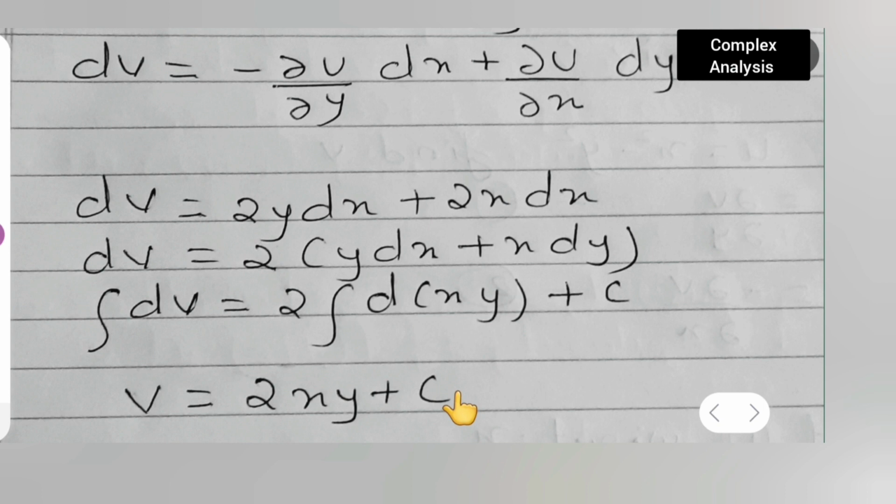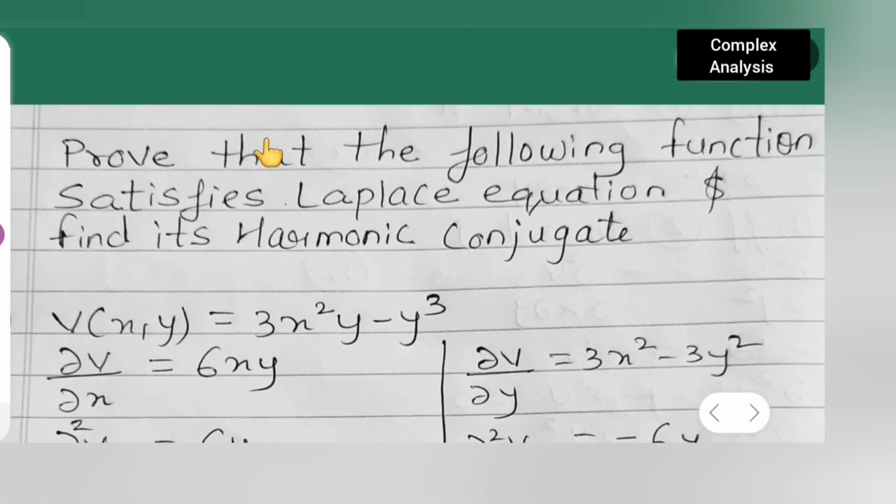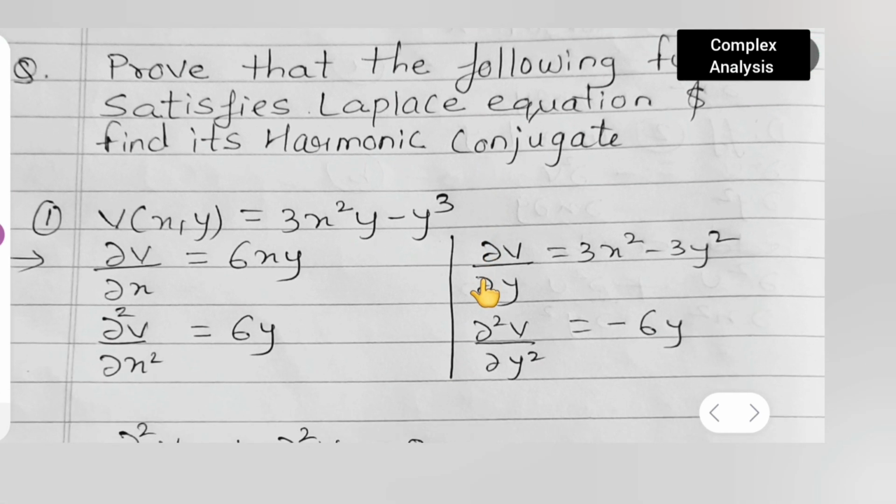Now again I will give you one more problem. I hope you all can see this clearly. Prove that the following function satisfies Laplace equation and find its harmonic conjugate. So here we have to prove that the function satisfies Laplace equation and we have to find the harmonic conjugate.